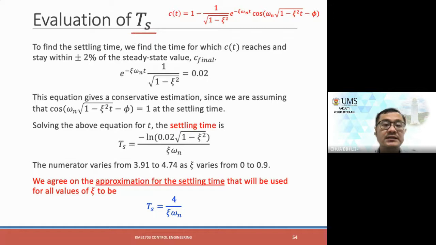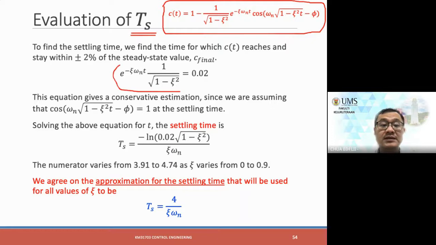Next would be the settling time. Again, another way, instead of looking from the graph, would be the equations. So here is the response for a second order system. From this response itself, we can see that to find the settling time, we would look at the plus minus 2%, which is referring to this particular segment. This is the part that is responsible for the oscillations, and we would like this part to be within the 2% itself.